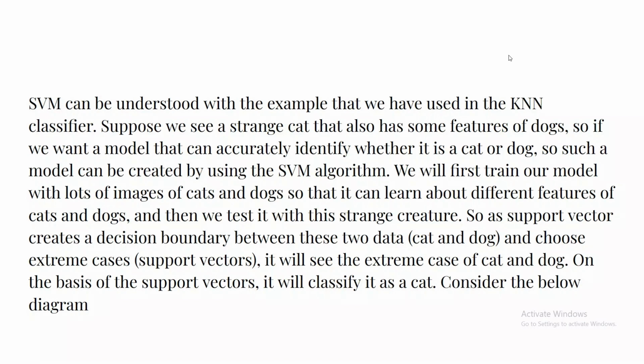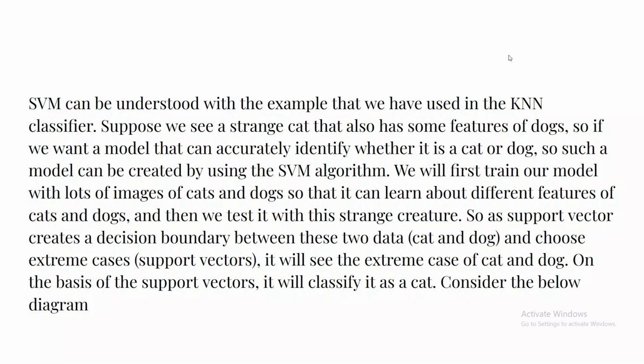Suppose we see a strange cat that also has some features of dogs. So we want a model that can accurately identify whether it is a cat or a dog. Such a model can be created by using the support vector machine algorithm. We will first train our model with lots of images of cats and dogs so that it can learn about different features of cats and dogs, and then we test it with the strange creature.